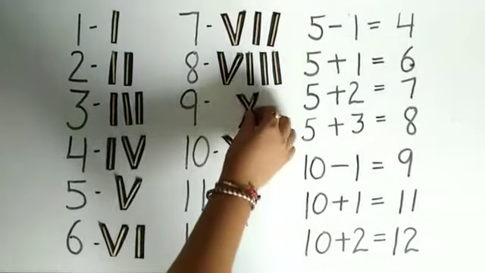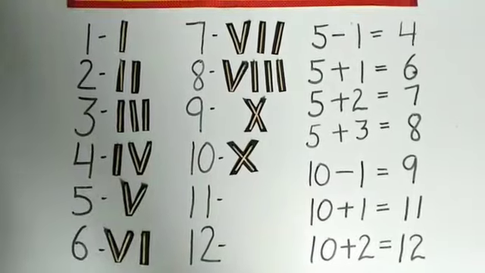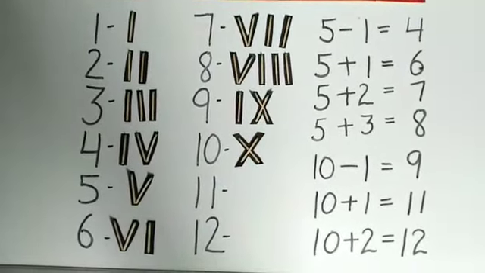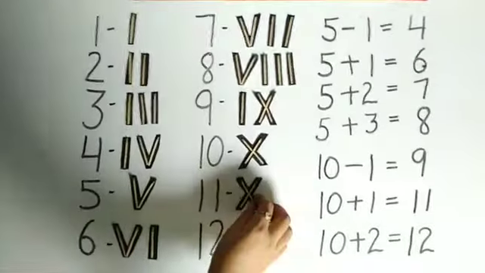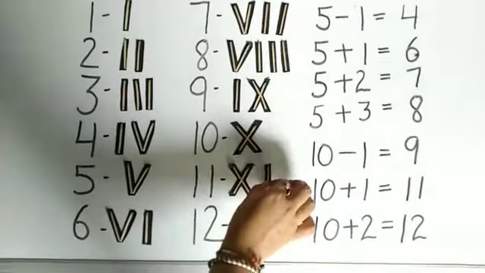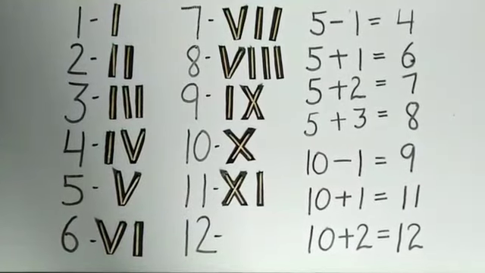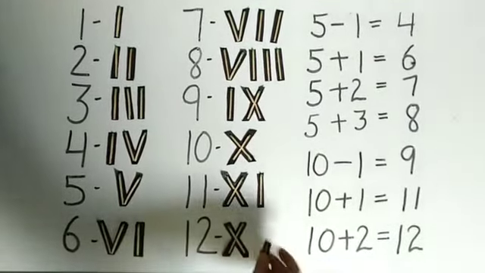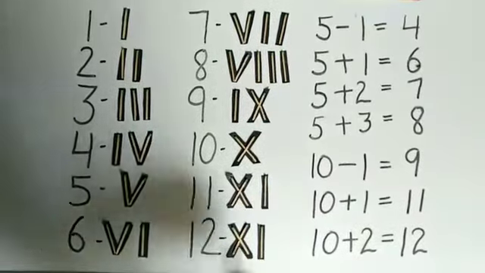And the subtracted number we always write on the left side of the greater value. To write 11, we write 1 on the right side of the greater value. To write 12, we write 2 on the right side of the greater value.